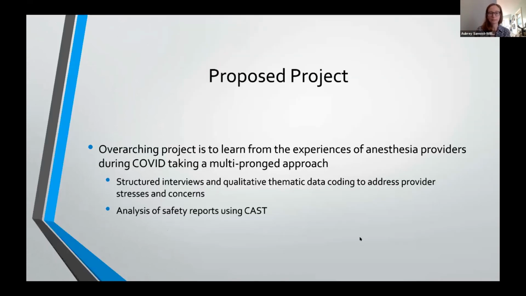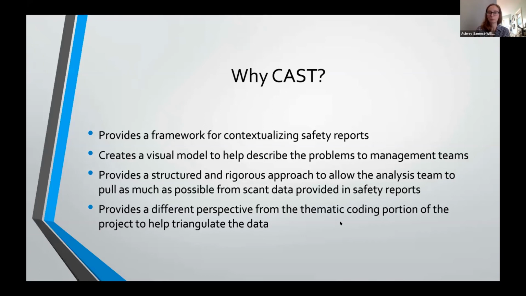So our hope is that we have this overarching project, which Leah Tron on this call is leading. And part of it is looking at structured interviews, qualitative thematic data coding, to understand what providers saw in the system, what their stresses were, what their concerns were, to really dig from that data source. But we also have a lot of safety reports, and the question is, how are we going to use them? So I think our goal is to use CAST. CAST is going to provide a good framework for contextualizing these safety reports. Hopefully it's going to give us a nice visual model that can help people see what the system was.